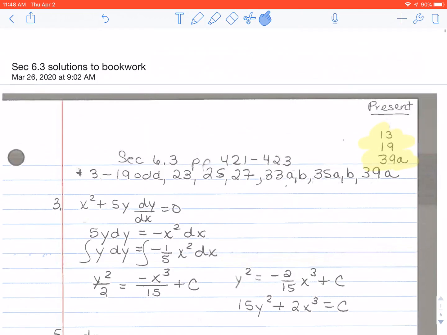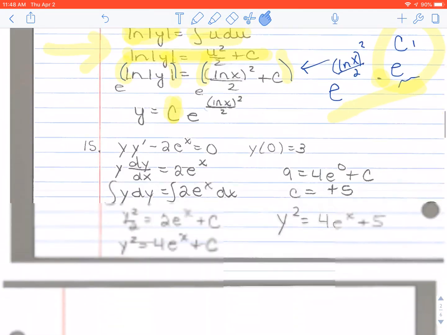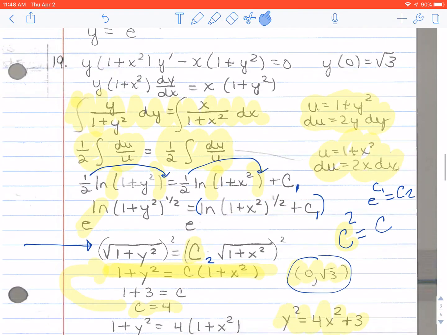Okay, was it 19 and then 39a? So 19 is the next one. Looking at this one again, there are actually two terms. It looks like a lot, but there are two terms. Put one on one side, one on the other. Change the y prime to dy dx. And then separate the variables.